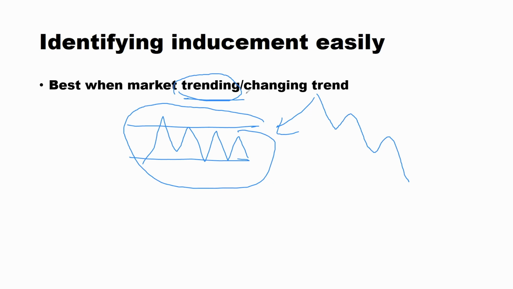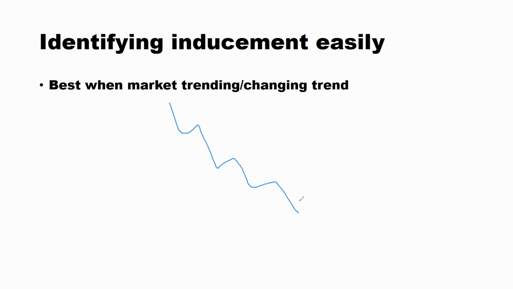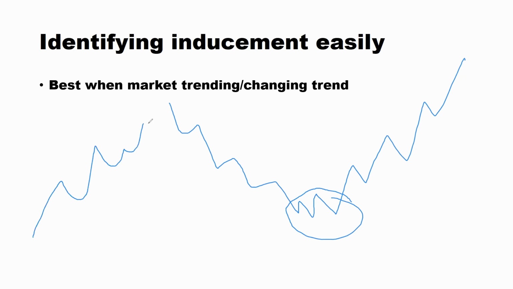One of them was you need to identify the flow of the market. Now, either the market can be trending or it is changing trend. What do I mean by changing trend? The market will be trending downwards, and then it's attempting to change to start moving upwards. So this is the best part to identify inducements, and when the market is trying to get liquidity, when the market is either changing trend from down to upwards or changing trend from upwards to downwards.